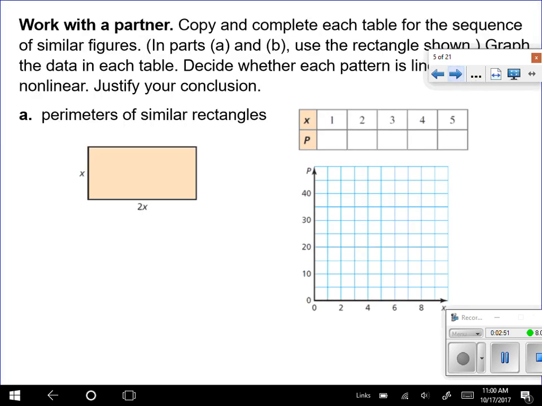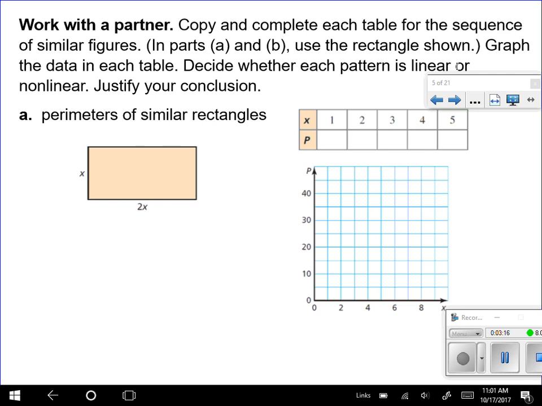All right, so back to page 64. This is on page 64 in your journal, so you don't have to copy this down in your notes. It says copy and complete each table for the sequence of similar figures. In parts A and B, use the rectangle shown. So we're going to use the rectangle here for this part. It says graph the data in each table, decide whether the pattern is linear or nonlinear, and justify your conclusion.